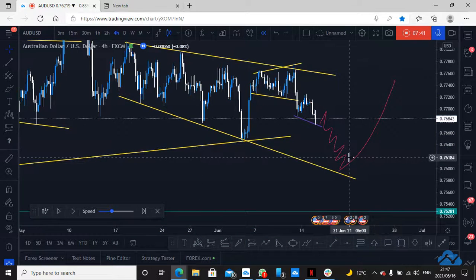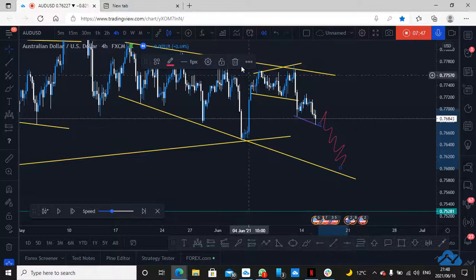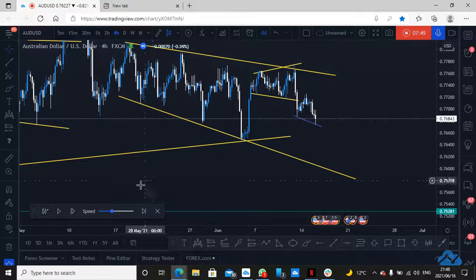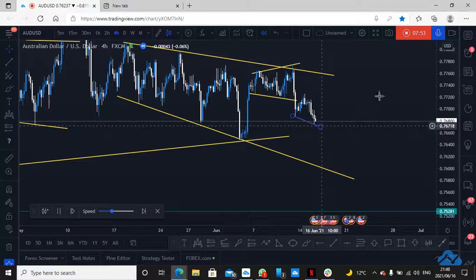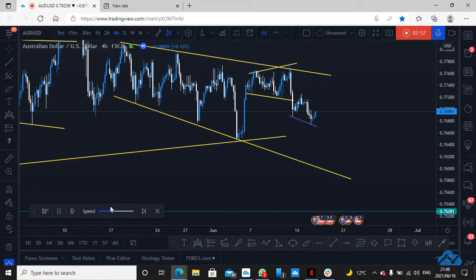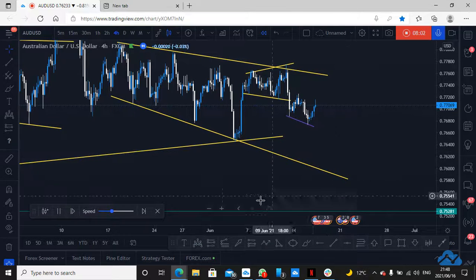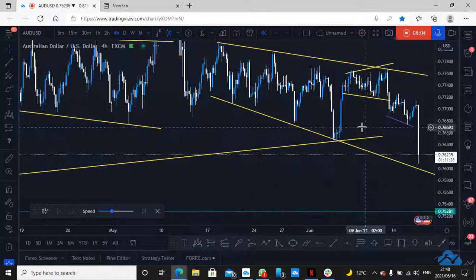But that didn't actually happen. The whole lot of yesterday, price was correcting and correcting and correcting. So let's just hit the replay button. You see how price was correcting, right? Look at the way price was correcting.